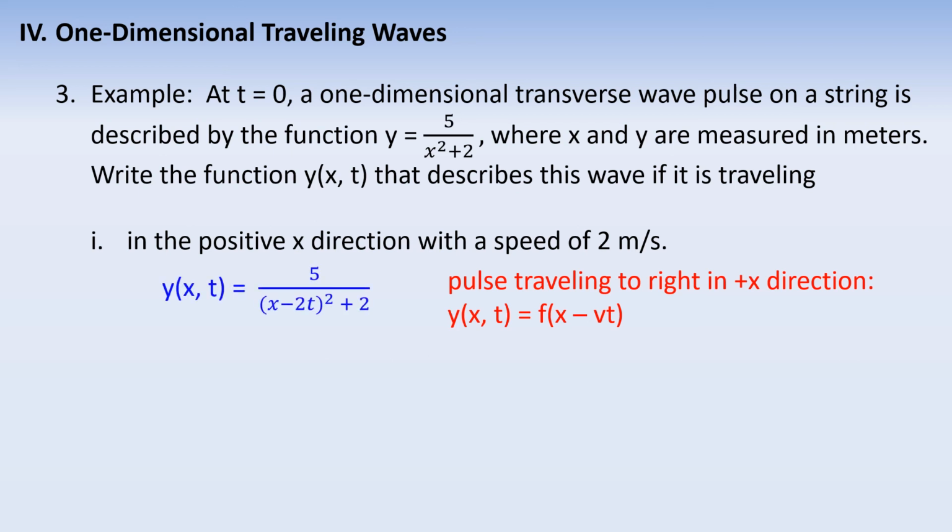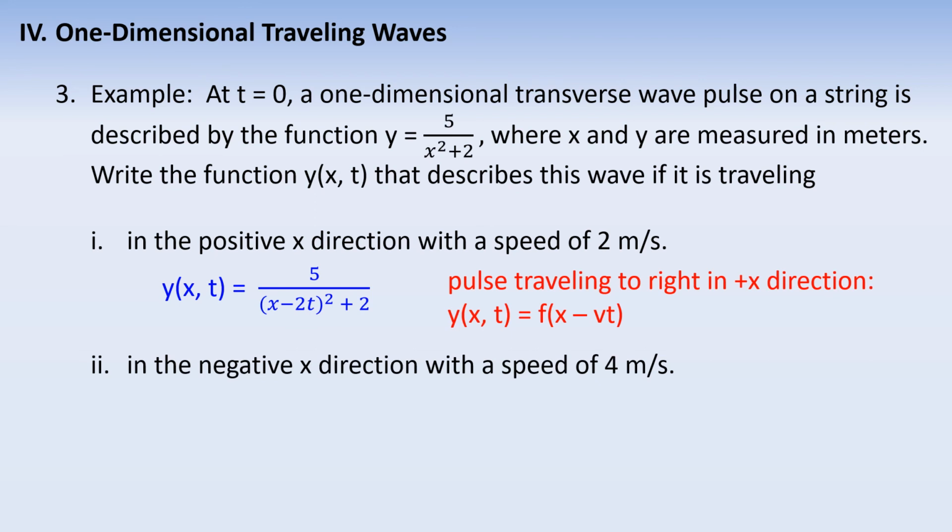So here, by replacing x in our waveform with the expression x minus 2t, we now take a wave pulse at one instant in time and give it motion in the positive x direction, to the right in the conventional coordinate system.